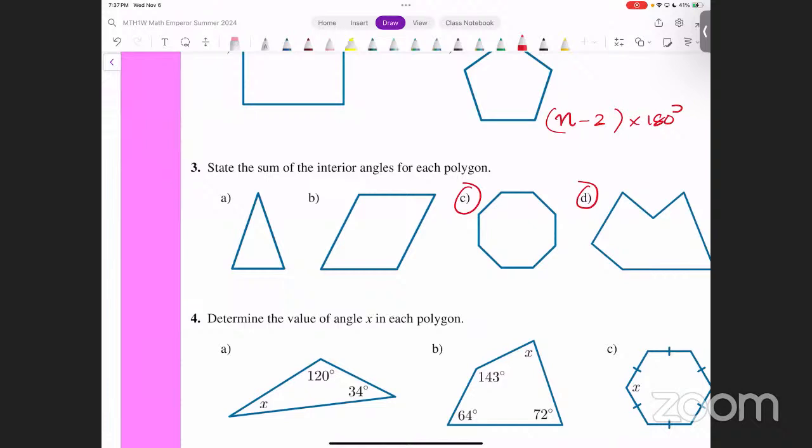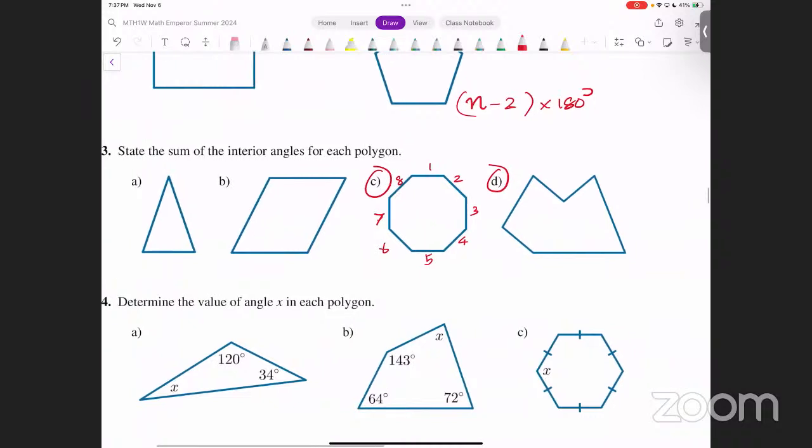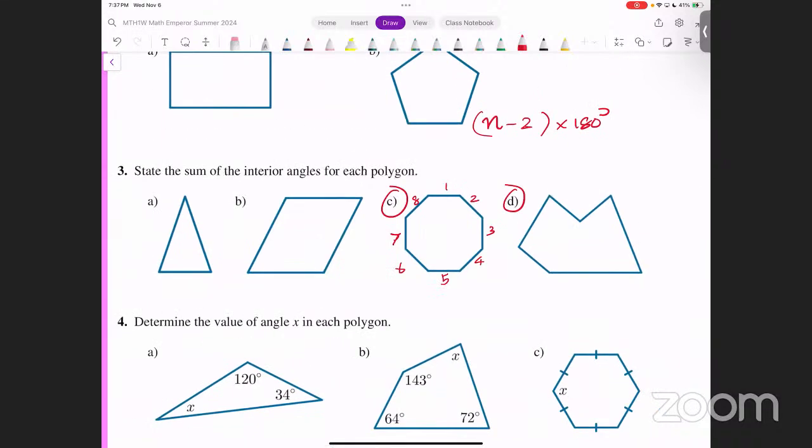All right, so let's see who knows the answer for the first one. Come on, your turn. What did you get for that? I don't know the answer. Why not? Why is that difficult? What do you think is difficult here? Because it says state the sum of the interior angles, so the angles would be the angle inside, right?